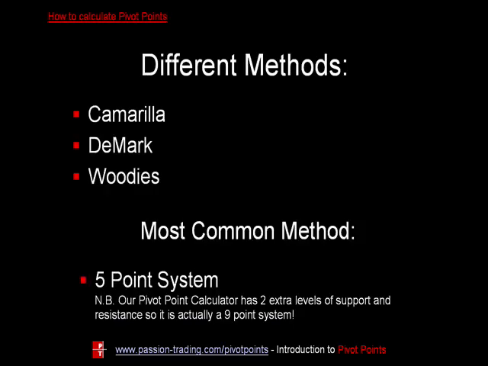How do we calculate pivot points? Well, first of all, there's a few different methods. We've got the Camarilla, DeMark, Woody's, and the most common method, the 5-point system, which is the one we'll be talking about here. Incidentally, our pivot point calculator, which we'll come on to in a bit, has 2 extra levels of support and resistance, so it's actually a 9-point system.